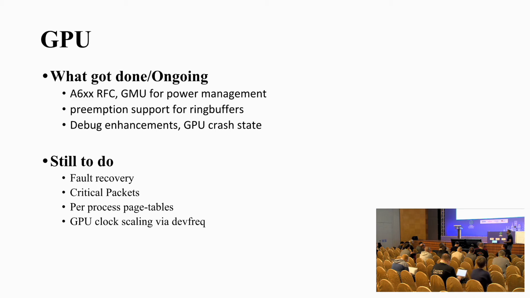On the still to do, I'm not sure if the critical packet stuff's actually needed. I think the version of the 8996 that we have in 820 is new enough not to need that, unless it comes back in 845 or something. It's simpler if we don't need it.